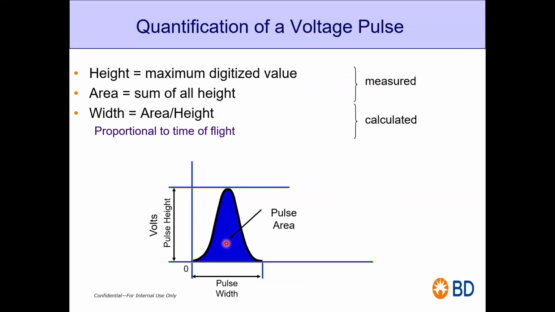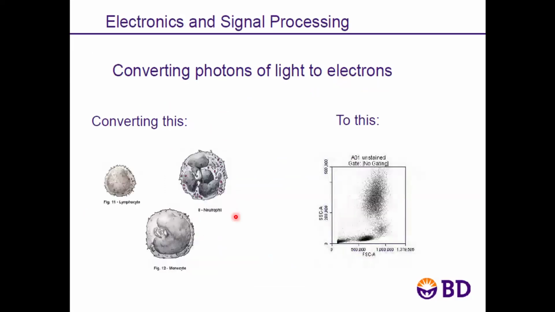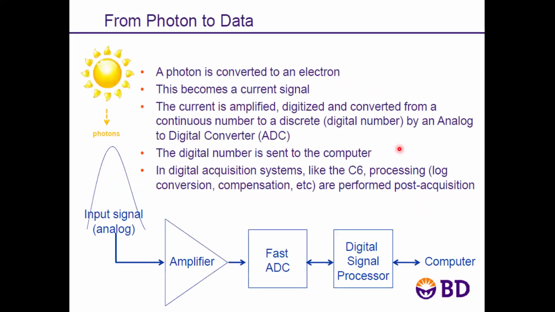This voltage thing is also important when you do doublet discrimination. It is important there also. So what is happening inside the machine? These things are converting into this. How is it happening? You gave your signal.